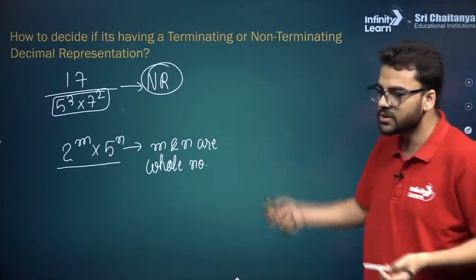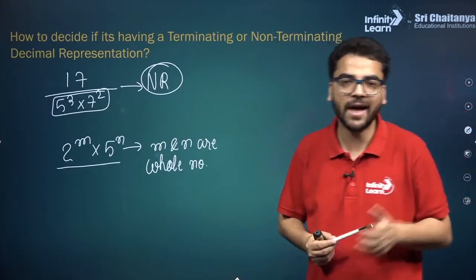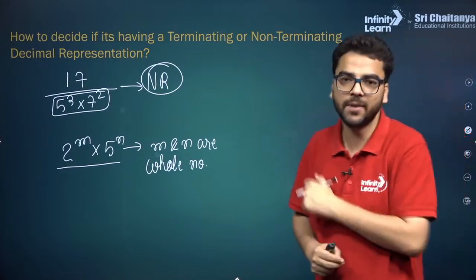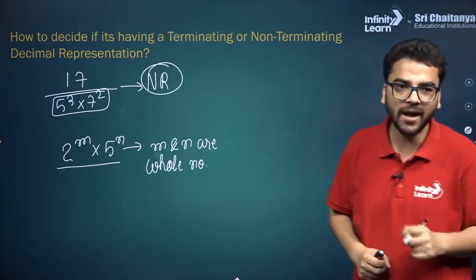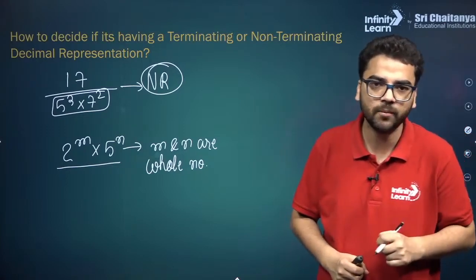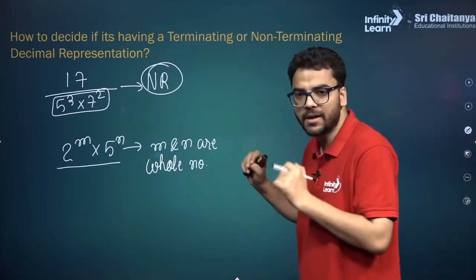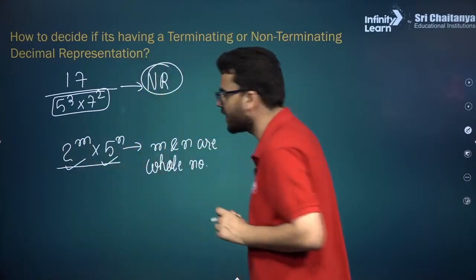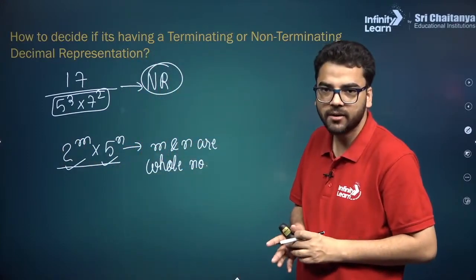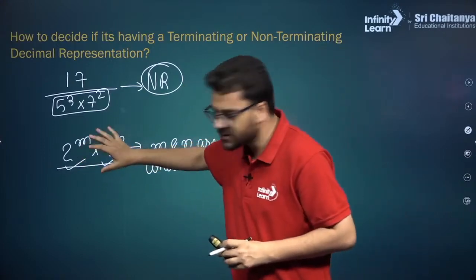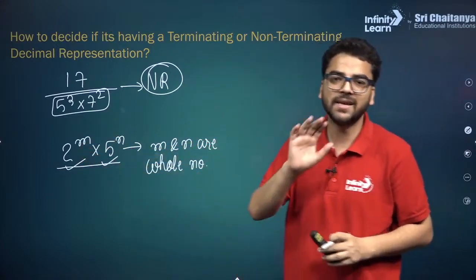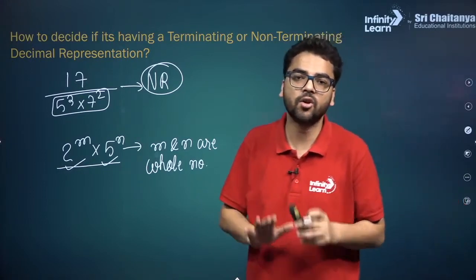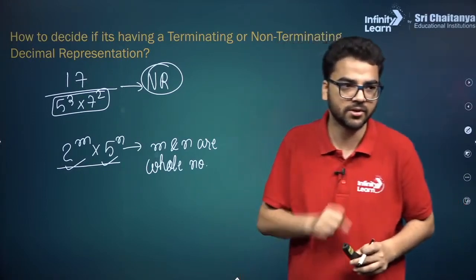Because it is a rational number, there are only two possibilities, whether it will have a terminating decimal representation or a non-terminating but repeating decimal representation. So for that you have to check. I hope it is clear, Jhumu. You have to see the denominator. The denominator must be of the form 2 raised to the power m, 5 raised to the power n. You got it? If the denominator is of this form, then only you can say that it's having a terminating decimal representation. Otherwise, it will have a non-terminating repeating decimal representation.